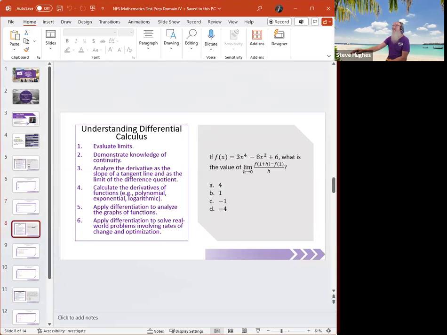They give us a function. If f of x equals 3x to the fourth minus 8x squared plus 6, what is the value of the limit of f of 1 plus h minus f of 1 over h? All right, everybody, here's the key takeaway. This is the limit definition of a derivative, right? We don't want to go through this whole process. Just remember, this is the limit definition for a derivative.